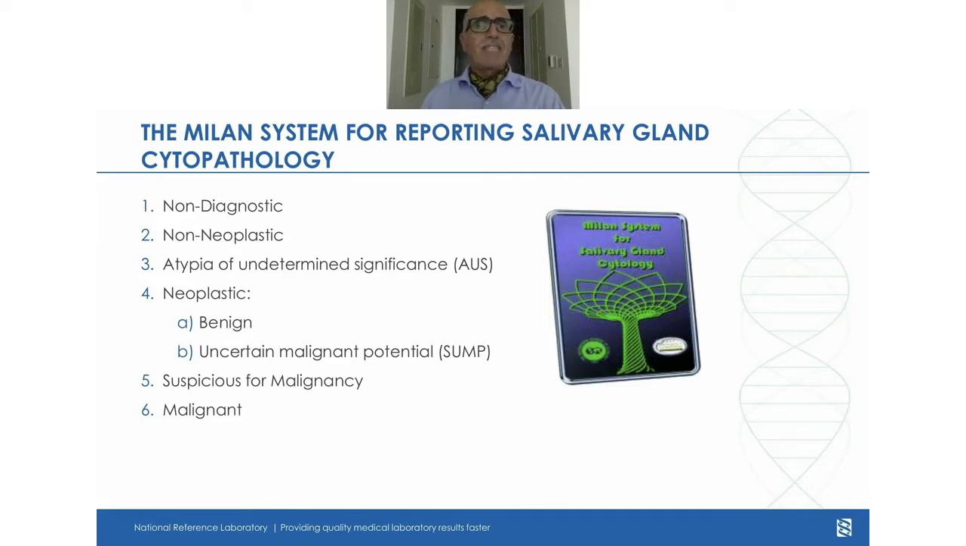So we have 6 categories: non-diagnostic, non-neoplastic, benign, atypia of undetermined significance, which is AUS, neoplastic, which can be benign, such as in pleomorphic adenoma, or uncertain malignant potential when we don't know exactly where we are standing. Then there are the last 2 categories, which are associated with a high risk of malignancy.